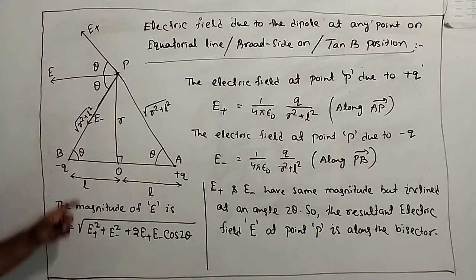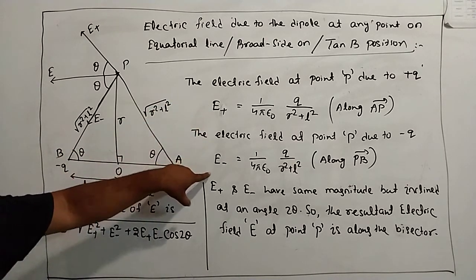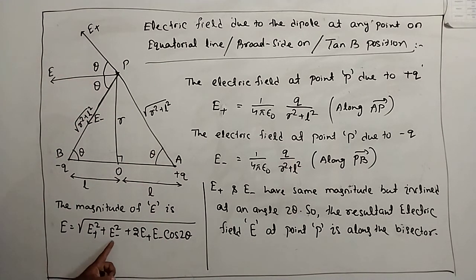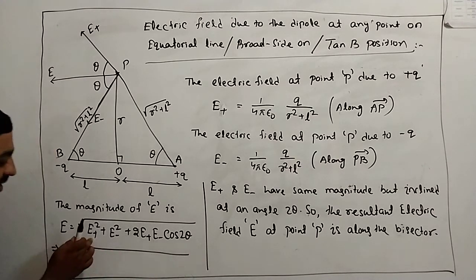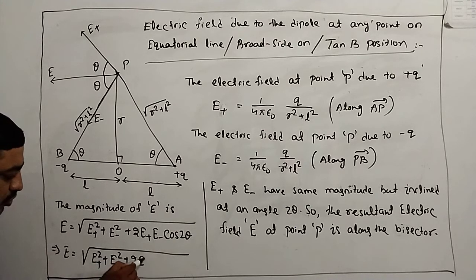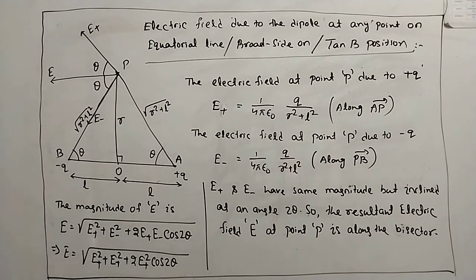If two vectors A and B are inclined at angle theta, then the resultant will be root over of A square plus B square plus 2AB cos theta. Now the two vectors are E plus and E minus, and the angle between them is 2 theta. So E equal to root over of E plus square plus E minus square plus 2 E plus E minus cos 2 theta. Now E plus and E minus have same magnitudes. This will become E plus square plus E plus square plus 2 E plus square cos 2 theta.